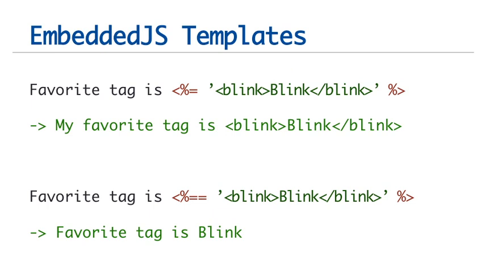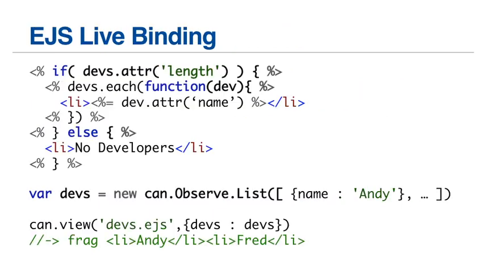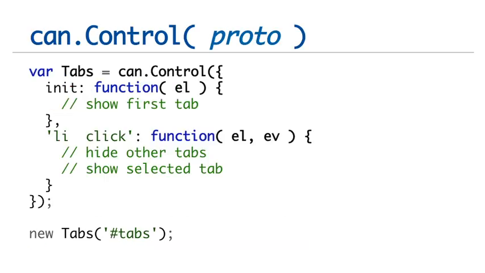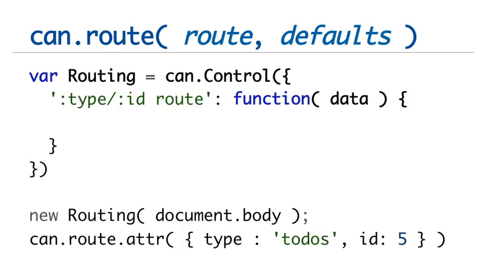Embedded.js is CanJS's default templating language. It's a lightweight and expressive templating language that automatically updates itself when data changes. can.Control is used to create memory-safe widgets and controls with declarative event binding. can.Route is used for back button and bookmarking support.